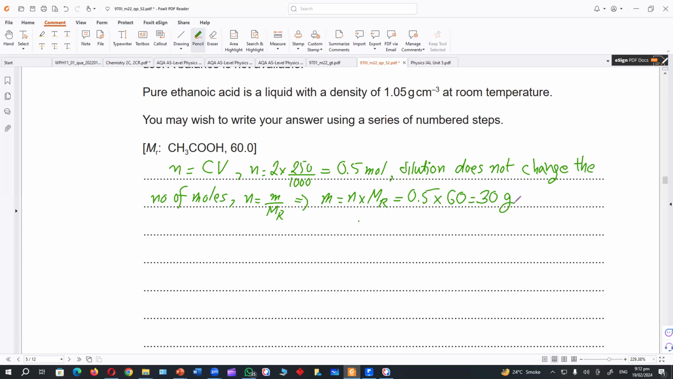30 gram. Even this mass is coming high. It's a very strange data then. Even this mass is coming on a higher side. Anyways, we got the mass. Density is equal to mass upon volume. So volume is equal to density.